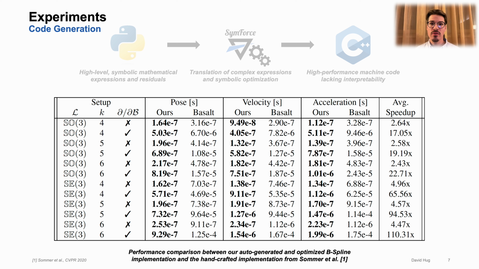Leveraging this approach, we benchmark our automated spline implementations against the highly optimized, handcrafted solution by Sommer et al. in the groups of 3D rotations and transformations. As shown in this table, the proposed method outperforms the handcrafted spline implementations by up to 2 orders of magnitude. These speedups are particularly significant given that residual and Jacobian evaluations are a major bottleneck in optimization performance.